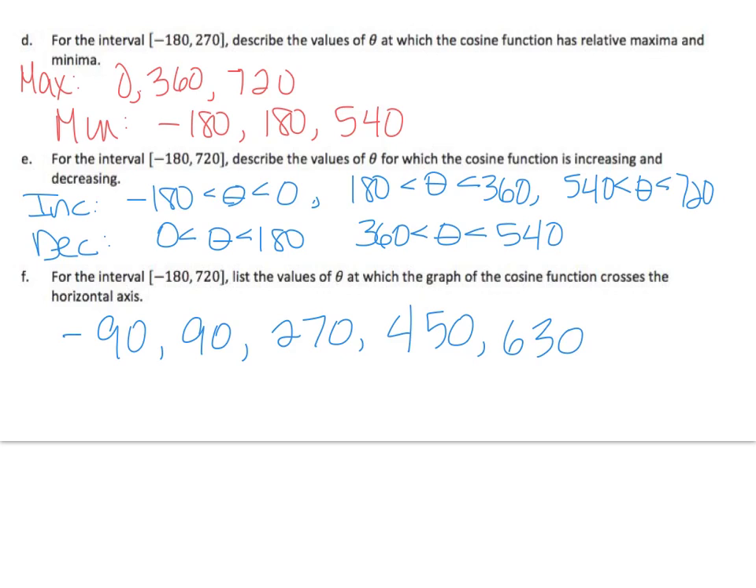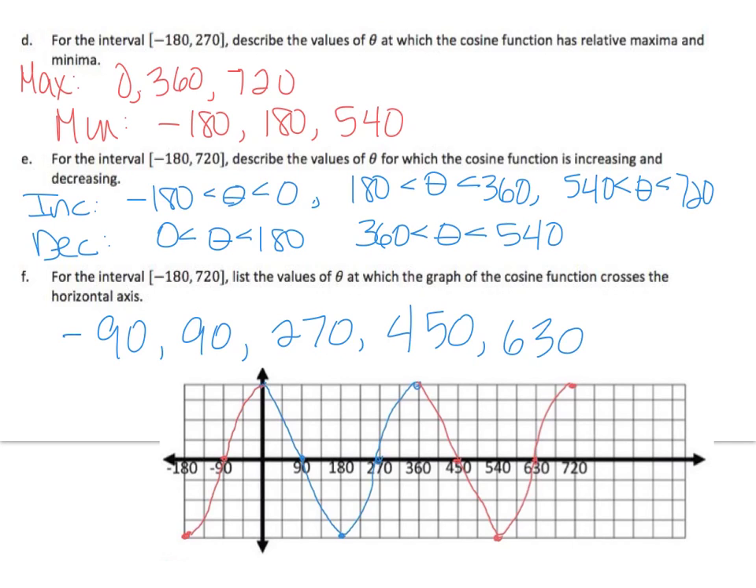They should be easier for the cosine because we went through the same steps for sine. So if we look at the maximum, we're at 1 at 0 degrees and 360 degrees. And if we keep going, 720. Minimum is at negative 180, 180, and 540. We increase between negative 180 and 0, 180 and 360, and then again 540 to 720. We decrease from 0 to 180, 360 to 540.